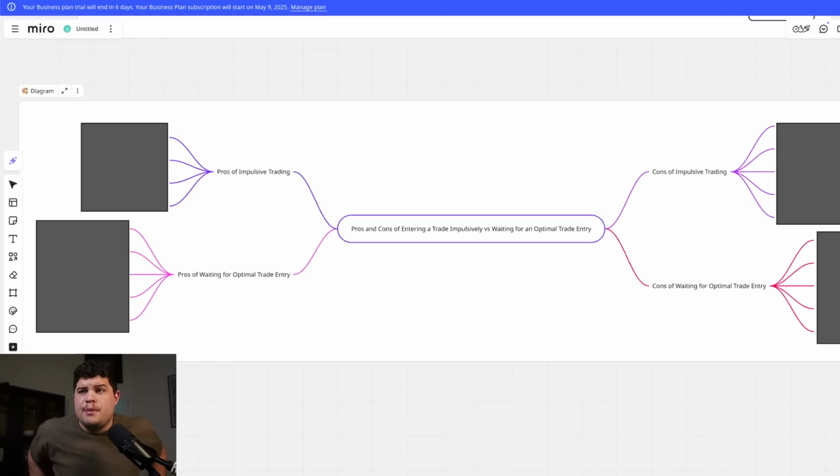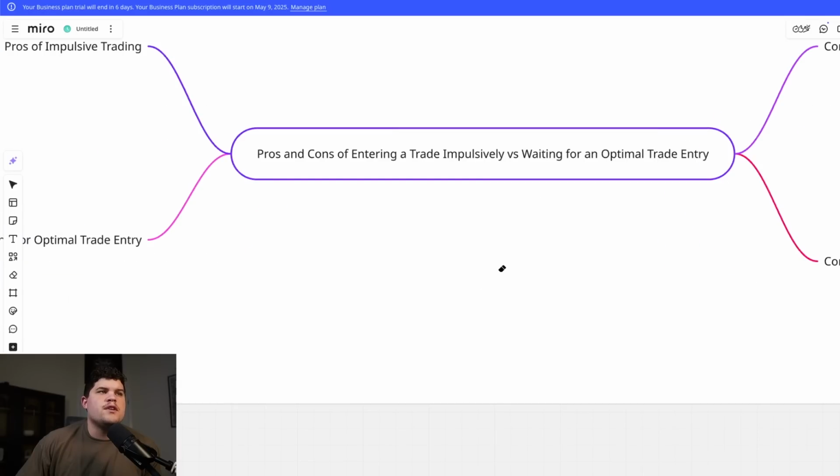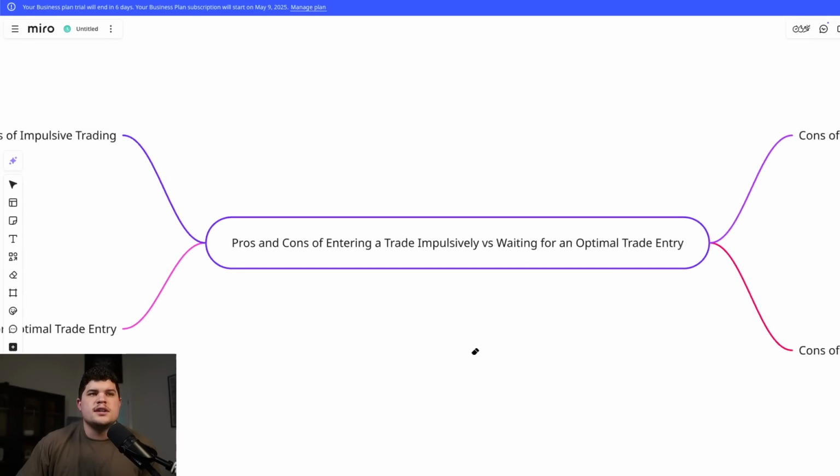One of the biggest things that I see people asking is, and I don't think people are honest enough here, about going into the pros, going into the cons. And these are things that I see happening all the time with myself. Okay. So, pros and cons of entering a trade on a breakout impulsively, FOMOing.